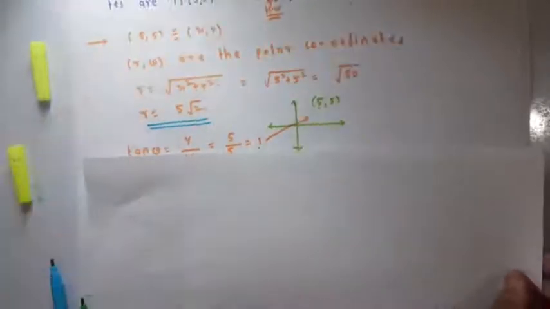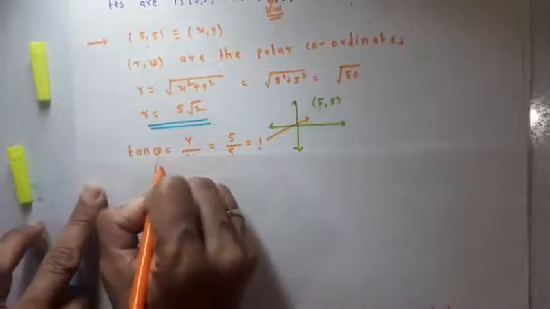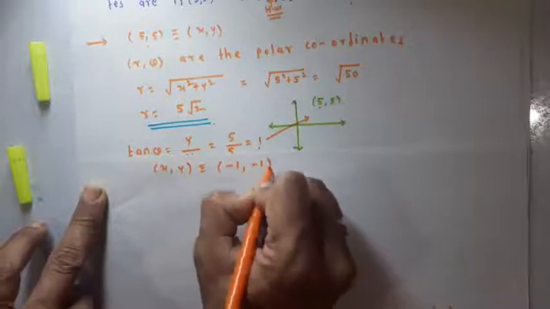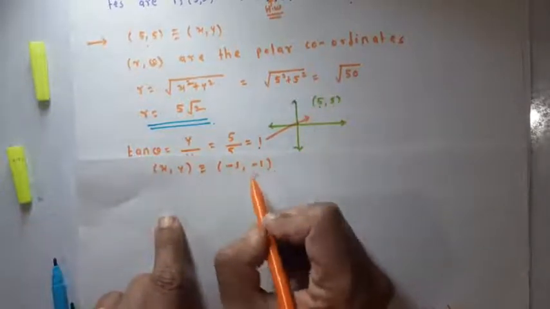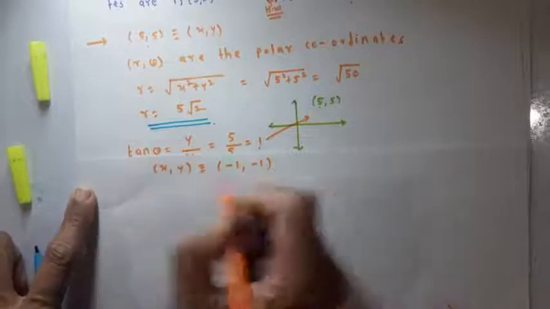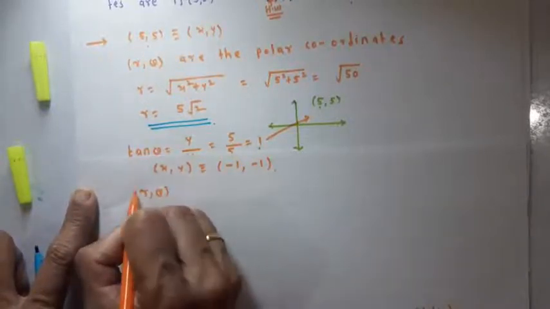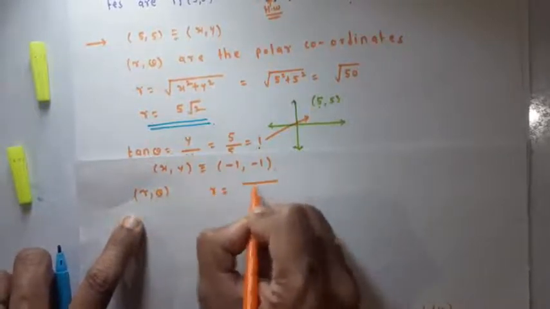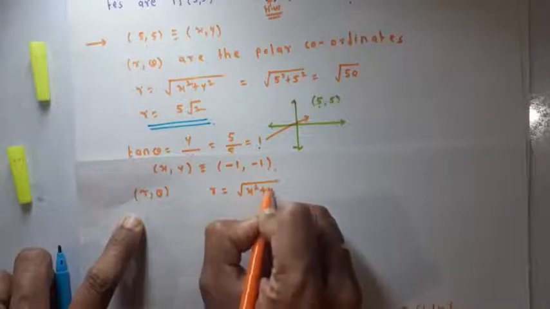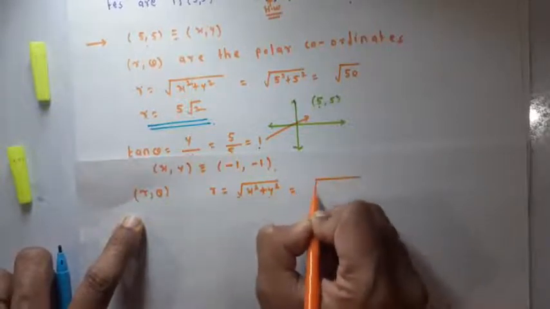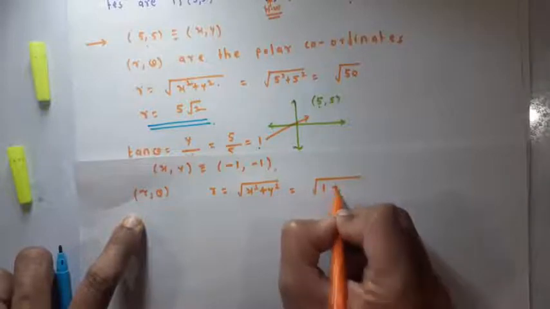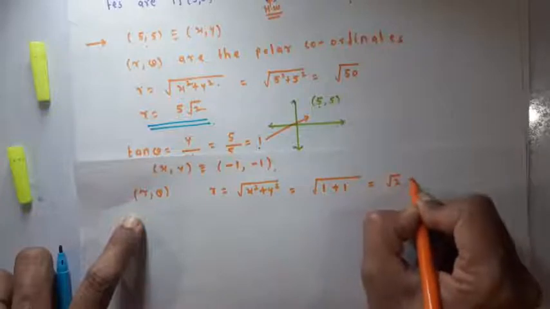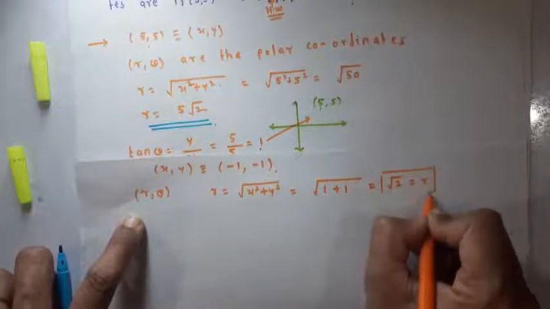So the second one is: the Cartesian coordinates x, y are, suppose, -1 and -1. We have to find out the polar coordinates. The polar coordinates are r and theta, where r equal to square root of x square plus y square. So -1 square is 1, -1 square is 1. Therefore the value of r is root 2.